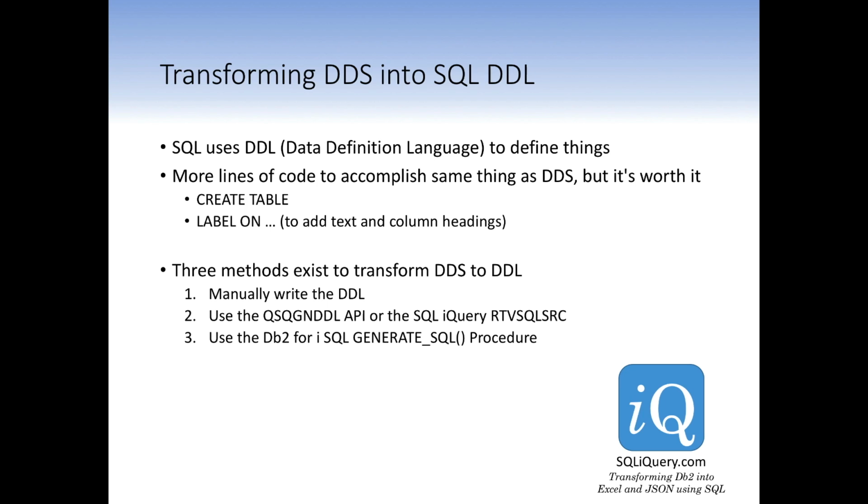Now, to get to the DDL, which is really the point today, you can manually write the new data definition language. Sit there and look at your DDS and translate it through your keyboard and your fingers. You can use an API called QSQGENDDL, and it's actually what's behind the SQL iQuery Retrieve SQL Source command that's provided with our product. So if you already have our product, you already have this command. Or you can use the relatively new IBM Generate SQL Stored Procedure, which is actually pretty good.